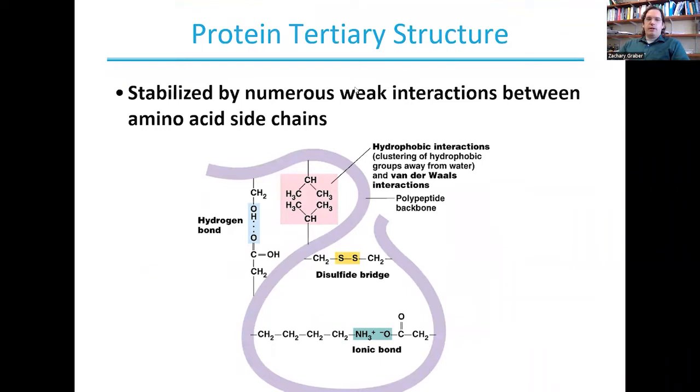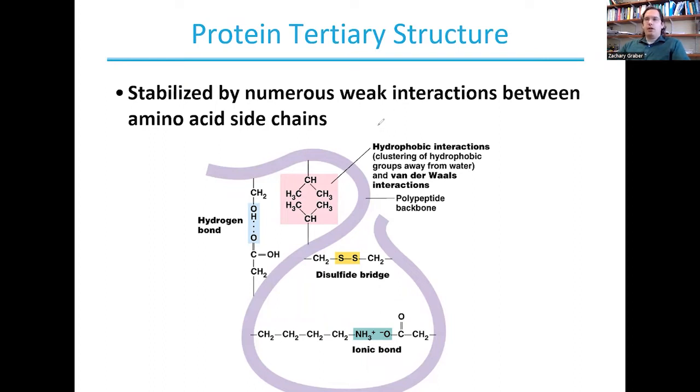This changes when we look at our tertiary structure. So protein tertiary structure is the overall 3D structure of our protein. So we form our secondary structures, and then those will be combined together in order to form this overall 3D structure. Now, for our 3D structure, we're going to be looking primarily at our side chains, right? The backbone is mostly involved in the secondary structure, and now we're looking for interactions between our side chains to form our tertiary structure. So our tertiary structure will involve numerous weak interactions between amino acid side chains.